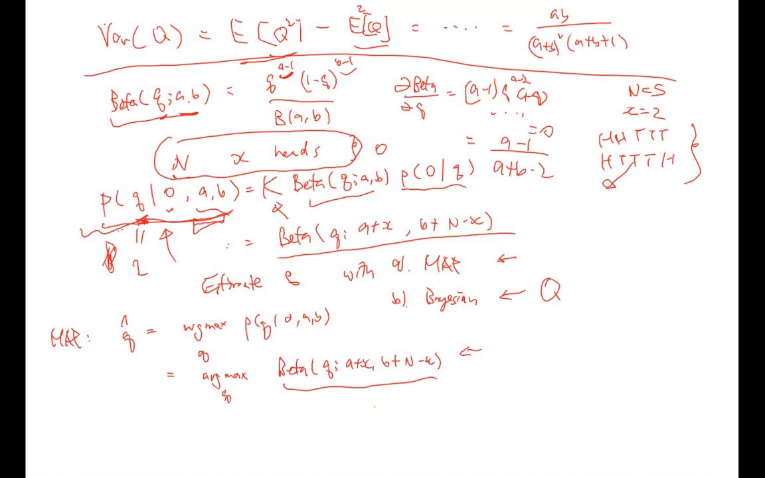And so therefore, for this one, actually I should leave the MAP estimate here and the Bayesian estimate here. The Bayesian estimate is a plus x over a plus b plus n. So the MAP estimate will be a plus x minus 1 over a plus b plus n minus 2. So this is the MAP estimate.